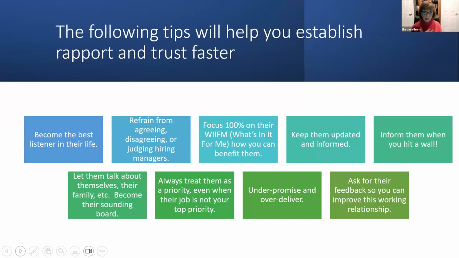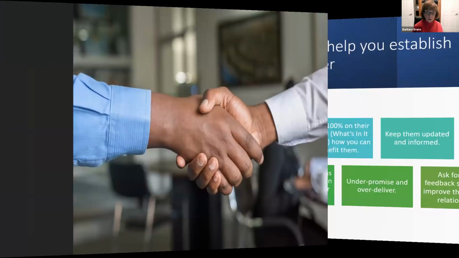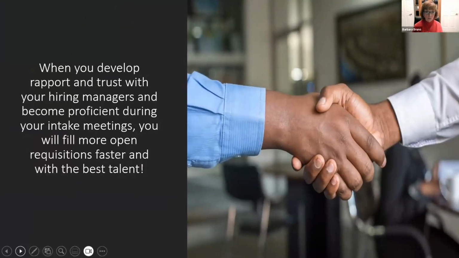If you say, what did I miss? I don't want to waste your time. I obviously missed something with this candidate. I thought they were great, but I would love feedback from you because that helps me fine tune my efforts on your behalf. I don't want to waste your time. Your time is very valuable. When you develop rapport and trust with your hiring managers and you become proficient during your intake meetings, you're going to fill more requisitions faster and with the best talent.